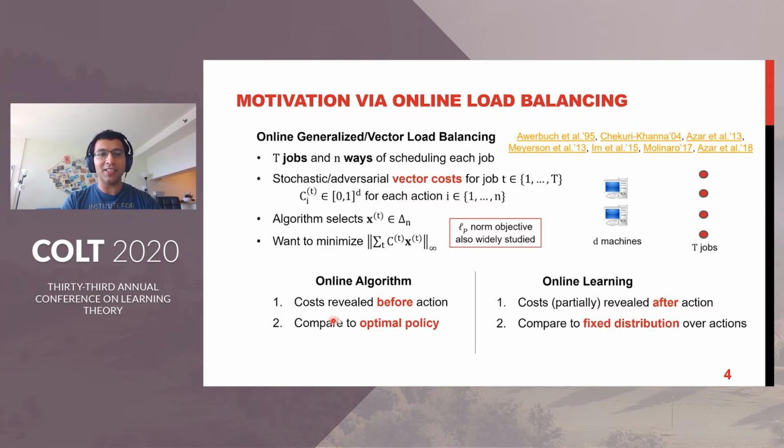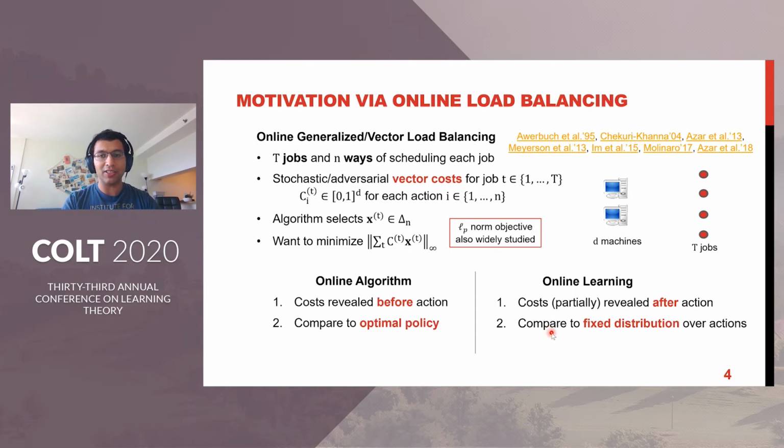Similarly, because in the online algorithm you get to first see the costs, you also have a stronger benchmark where you compare yourself to the optimal policy. Whereas in online learning, we have a weaker benchmark, which is just a fixed distribution. But both models make sense depending on the application at hand. So we believe all these load balancing problems also make sense if we have to play an action before we know the cost matrix.